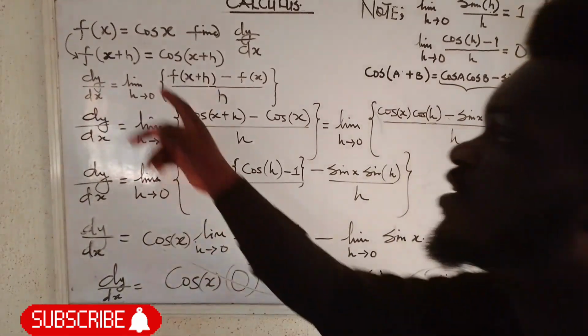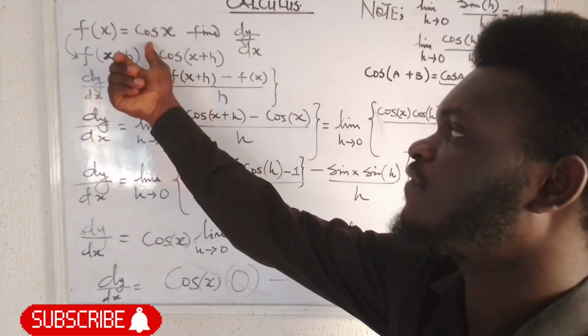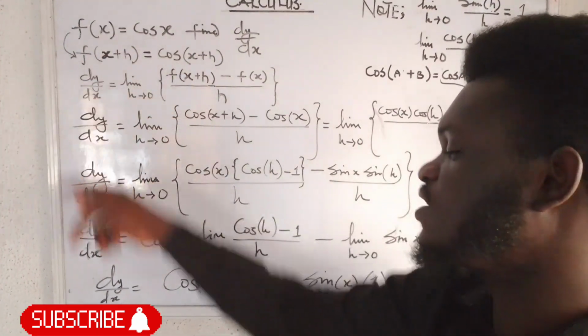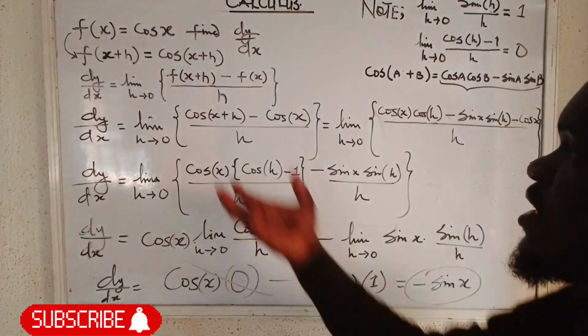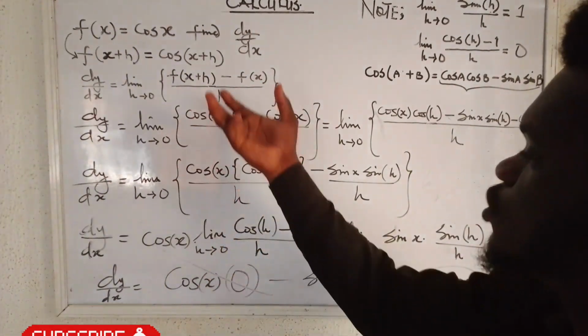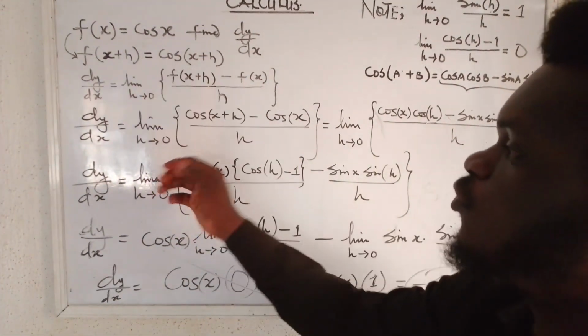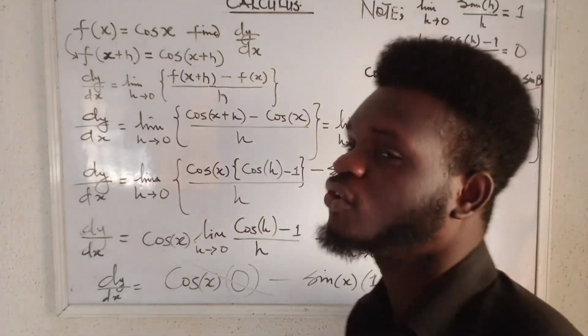So we come out finally with the negative sine x. So whenever we are given the trigonometrical function cosine of x, and we are told to find the derivative, it is going to come out as the negative sine x. This is an explicit show of the proof using the definition of a derivative.